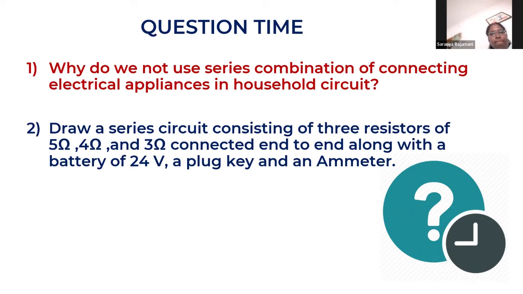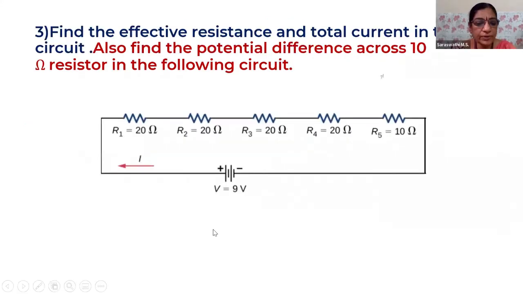Draw an electric circuit consisting of 3 resistors of 5 ohms, 4 ohms and 3 ohms connected end to end along with a battery of 24 volts, a plug key and an ammeter. Can you do it? Calculate the current flowing in the circuit. What is the current flowing in the circuit?